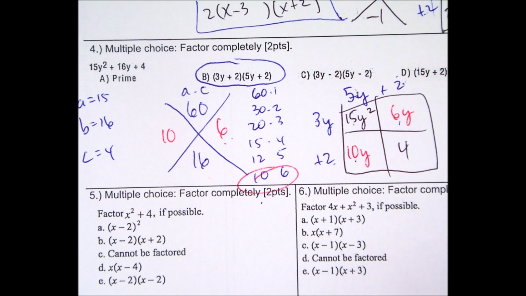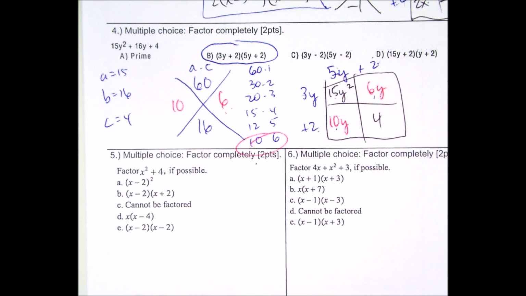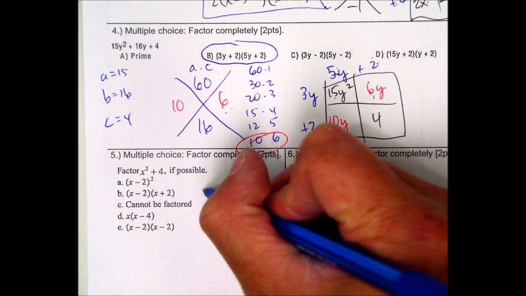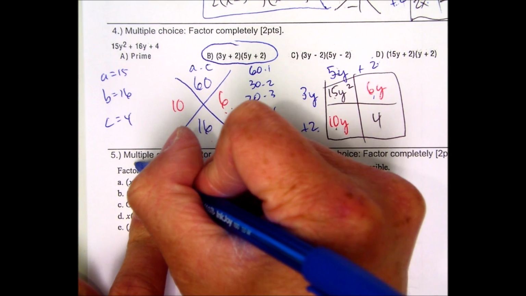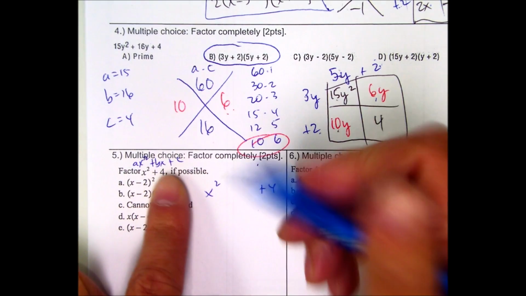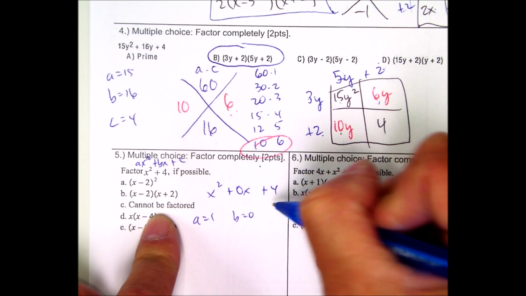Question number 5. Multiple choice, factor completely, x squared plus 4. So notice in this problem I have x squared plus 4, and there's no b term. So ax squared plus bx plus c. There's no number in front of x, so that's a 0x. So my a is 1, b is 0, c is 4.